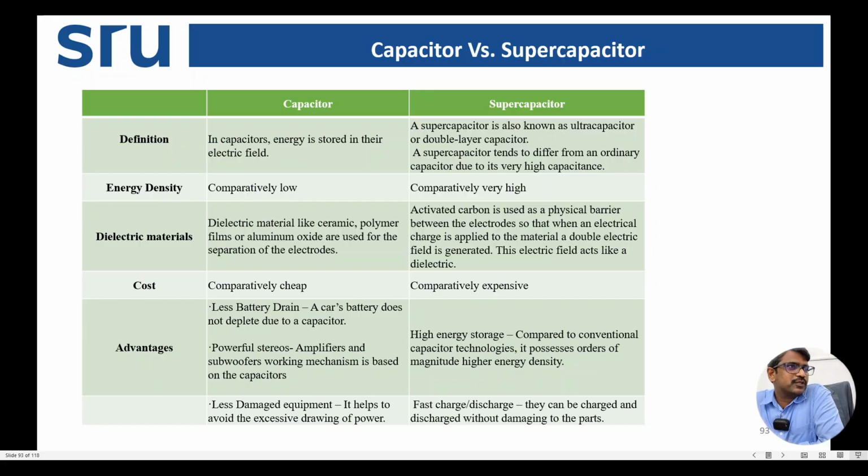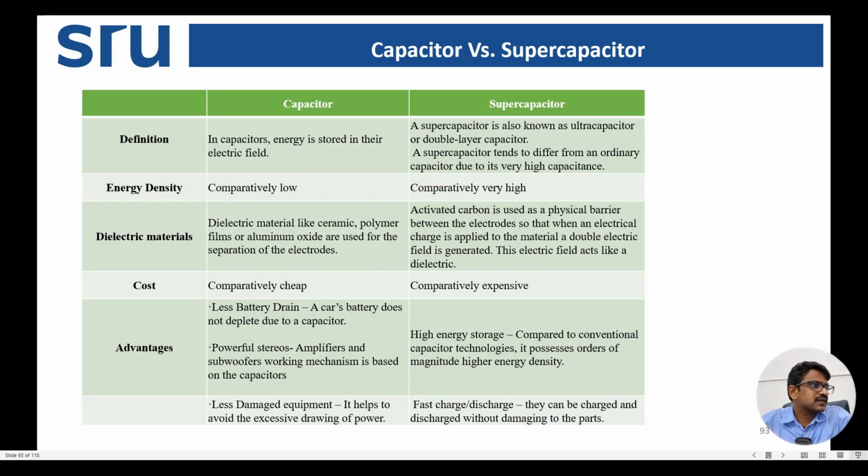Coming to the advantages, yeah, less battery drain. A car's battery does not deplete due to a capacitor. Powerful stereos, amplifiers, and subwoofers work based on capacitors. So these are the advantages of capacitors.